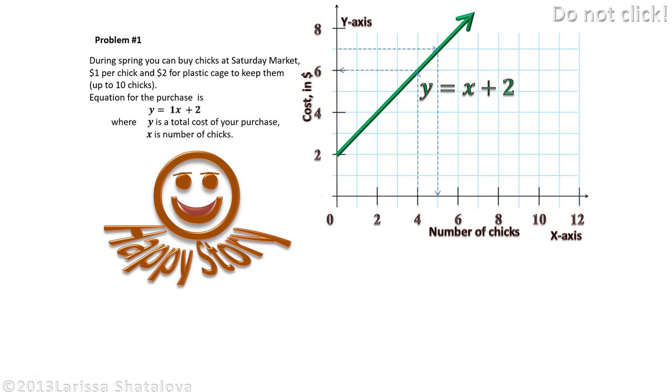So x represent number of chicks. We can't use fractions for number of chicks. We can't use decimals for number of chicks. We can use only and only whole numbers. So we have to use points. When x is 0, y is 2. When x is 1, y is 3. When x is 2, y is 4. When x is 4, y is 6, and so on.